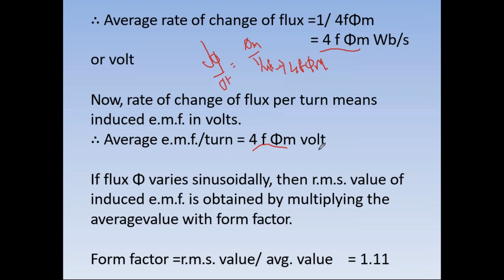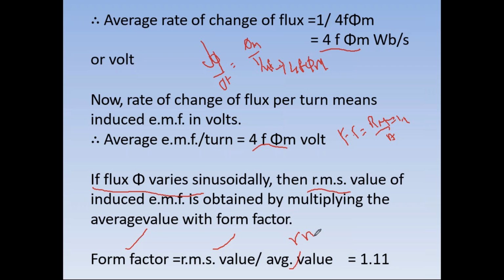Now for every sinusoidal waveform, it may be voltage, current or power, we can talk about the sinusoidal parameters, that is average value, peak value, RMS value, form factor. These are the terms related to a sinusoidal waveform. But here, if the flux varies sinusoidally, then the RMS value of the induced EMF is obtained by multiplying the average value with the form factor. Already we have the formula for form factor, which is RMS value divided by average value, and its constant value is 1.11. But we need the value of the RMS value. So if you want the RMS value, you have to multiply the form factor into the average value.